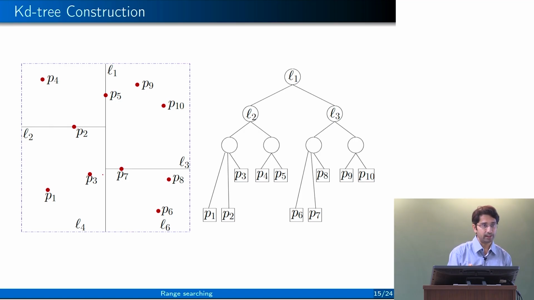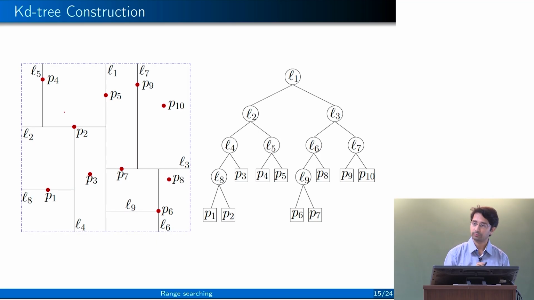Similarly, I am doing it for the right hand side. I am dividing the points on the right hand side of L1 into 2 equal parts, and that line is L3. First x, then y, now x. Half, half, half, half. I will continue till there is only one point in each subdivision.